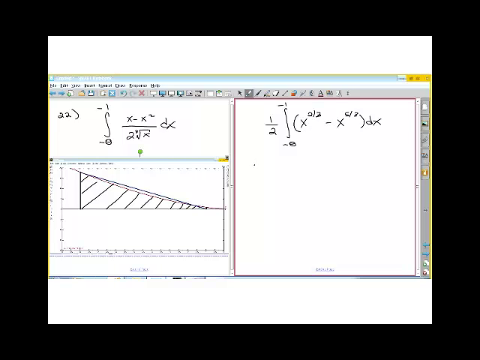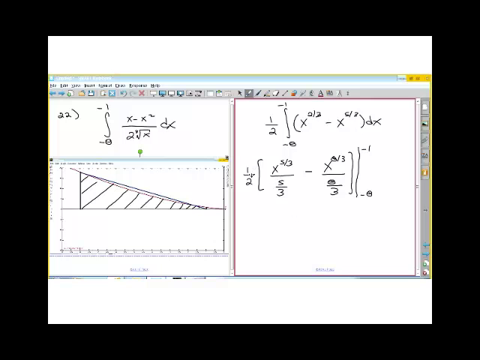We could break this up into 2, but I'm just going to do it. You add 1 to the exponent, so let's put the 1/2 out front. 1 added to 2/3 is 5/3, because 1 is 3/3, so 3 plus 2 is 5, and you divide by the new exponent. Then we have x to the, add 3/3 to that, you get 8/3, and we divide by 8/3. So that's the antiderivative. Then we're going to evaluate between negative 8 and negative 1.